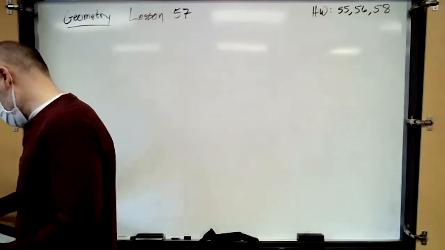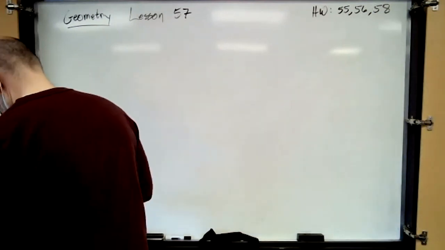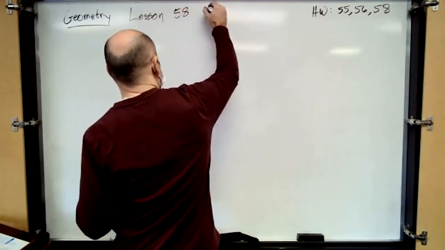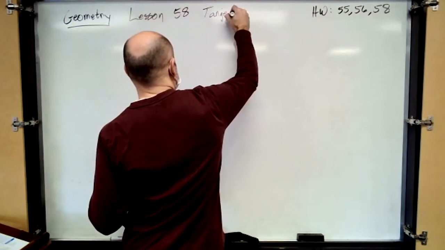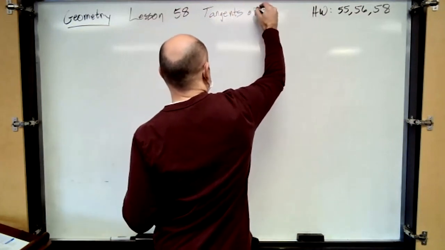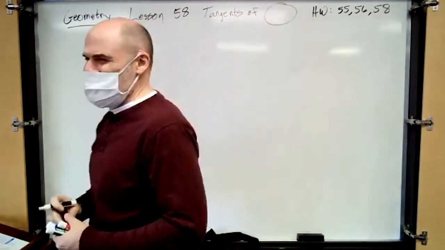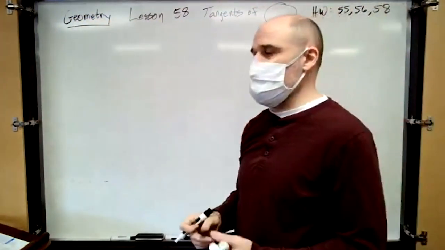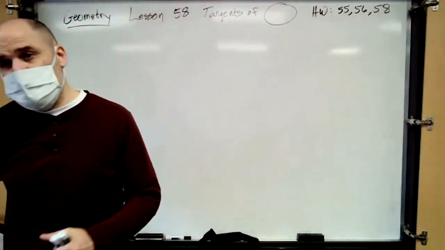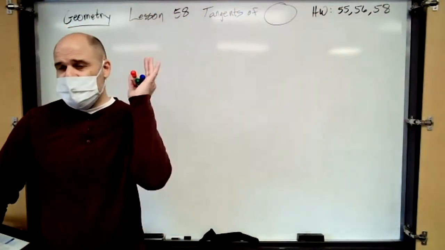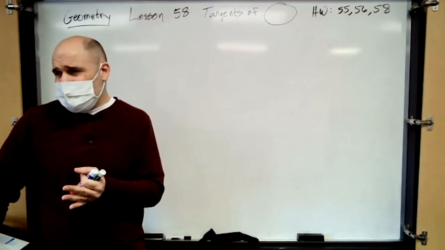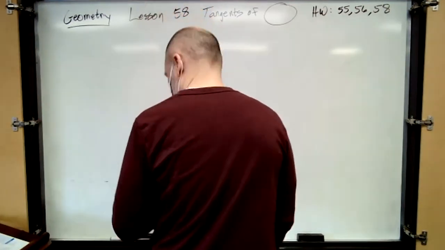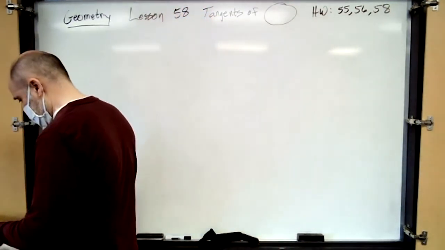All right, moving on to lesson 58. So 58, this is the second part of tangents of a circle. Now this is like a nice unit because remember on the last test, your only question was identify the tangent of this circle, which I think every one of you did, and then the point of tangency, basically where the tangent line touches the circle. So that was pretty easy. All right, so this is part 2 of that.